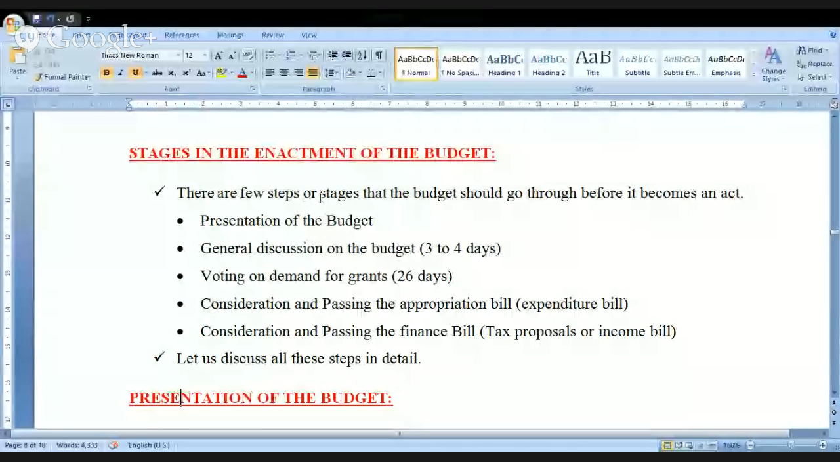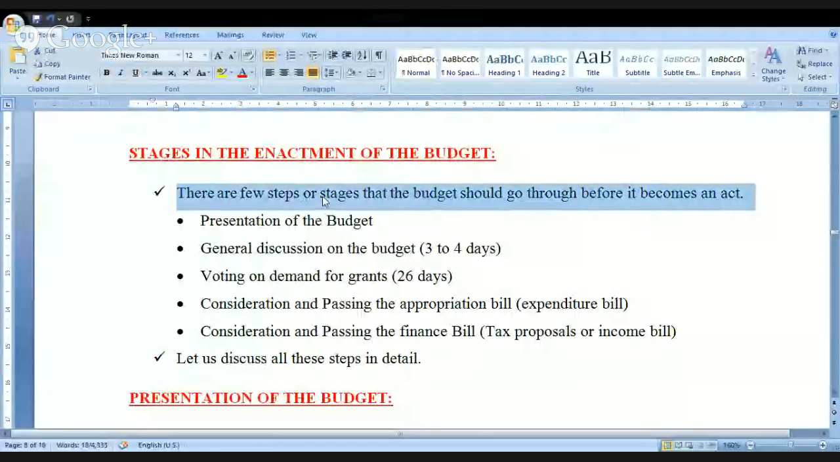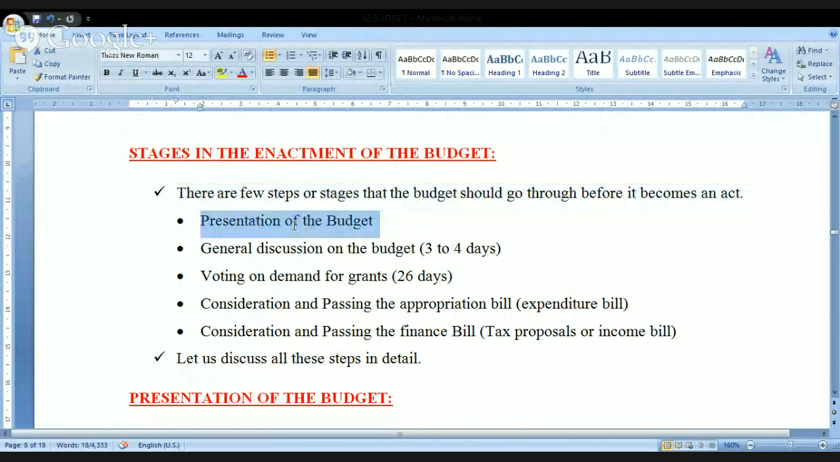So these are the few steps or stages that the budget should go through before it becomes an act. Number 1, presentation of the budget, right? I told you already. So this is the day on which the finance minister will come to the Lok Sabha and speak the budget. Gives a speech, and that speech is called the budget speech.